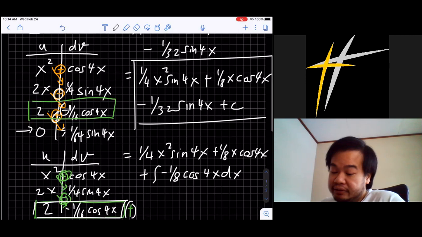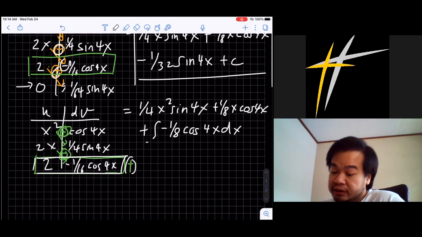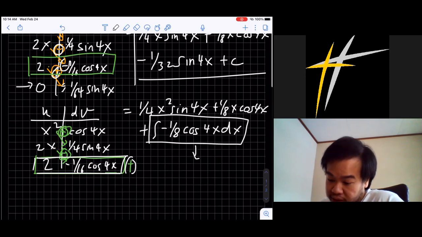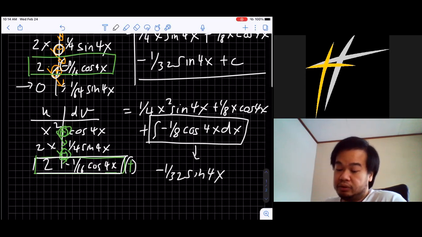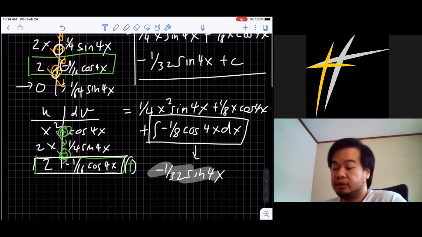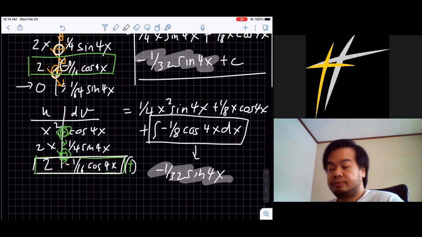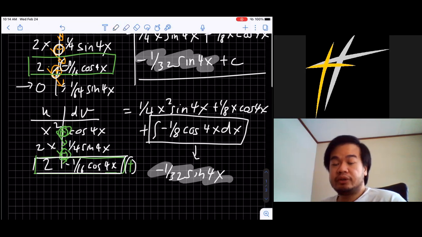And I believe that the result will be the same. If you solve this manually, then this will be negative 1 over 32 sine 4x, right? So it's basically the same. Okay. So that's how you use the table for rapid repeated integration by parts.